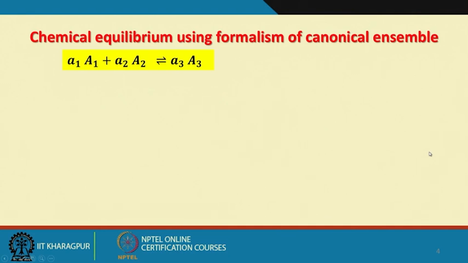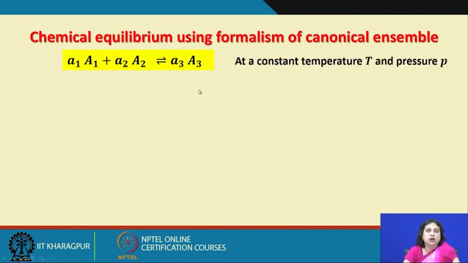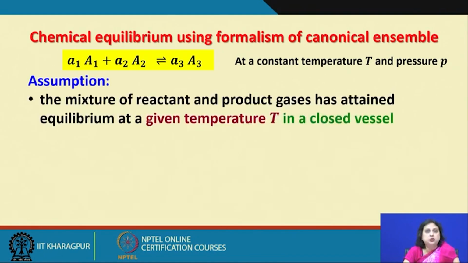Now, once again I am going to use the formalism of canonical ensemble for this simple chemical reaction, and I am going to study this under a condition of constant temperature, constant pressure, that is the usual condition. But in this case, I am going to assume certain things so that I am able to use the formalism of canonical ensemble. So, the first assumption is that the mixture of the reactant and the product gases has already attained the chemical equilibrium at a given temperature in a closed vessel.